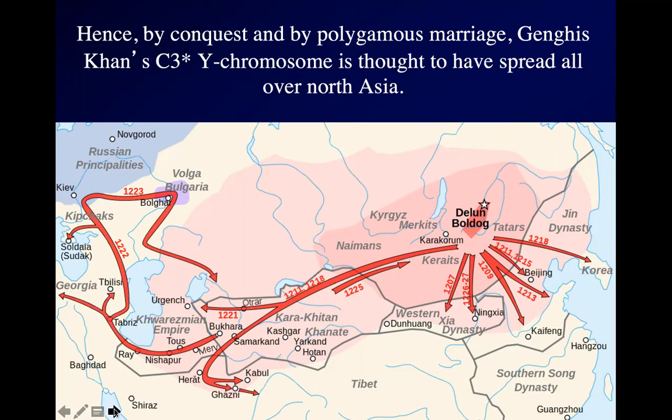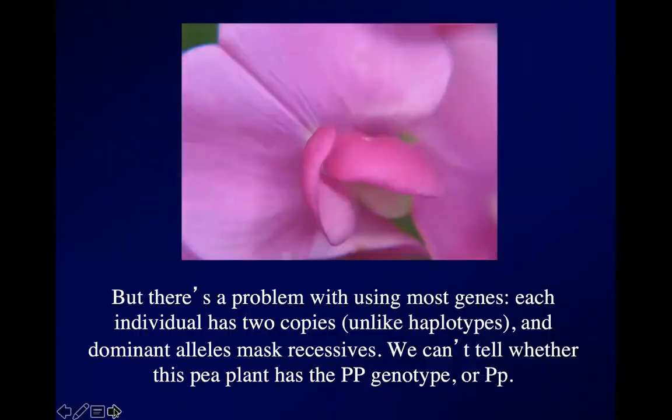So that's the kind of thing you can do with haplotypes. Okay. Time check. Plenty of time. With haplotypes, if you can sequence DNA, they're pretty straightforward because they exist in only 1 copy per person. It's trickier if you use most genes because with most genes, each individual has 2 copies.